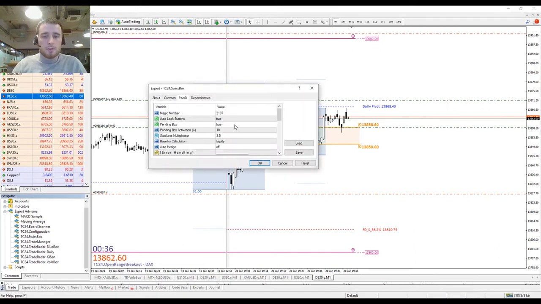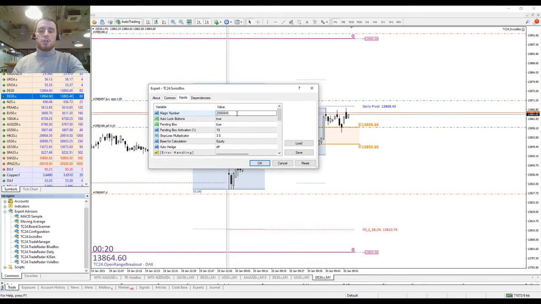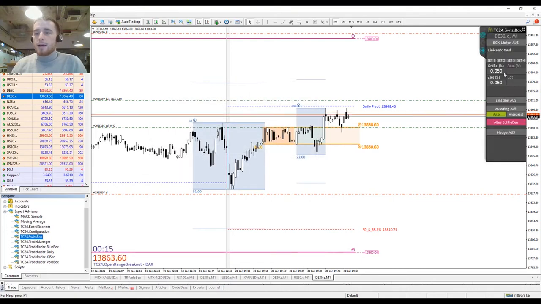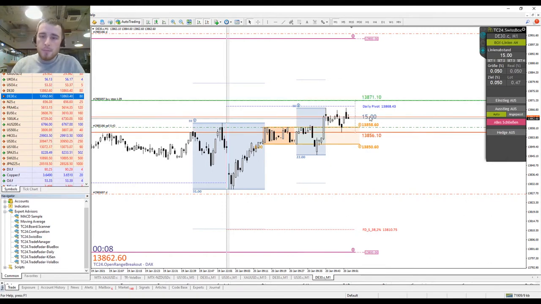Let's go to the left of our screen, double click on that Swiss box trading tool, just change that magic number, and we're going to bring that Swiss box configurator up into the chart. So this is our trading tool. So this is how we're going to navigate the markets in order to make profit from this breakout strategy.